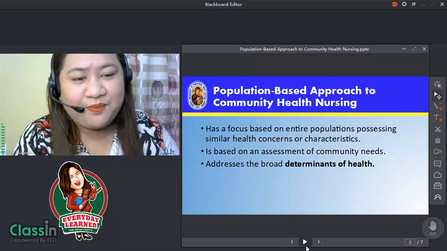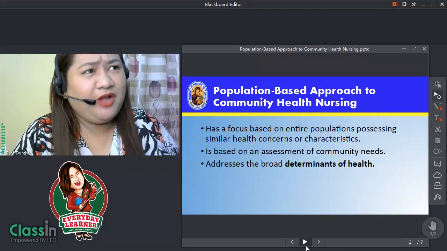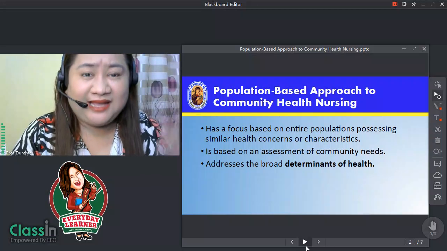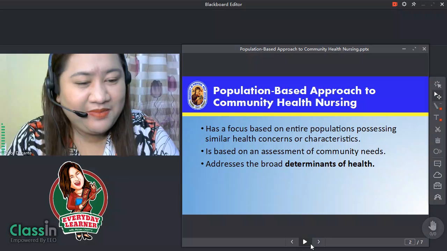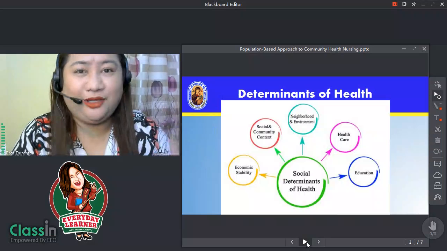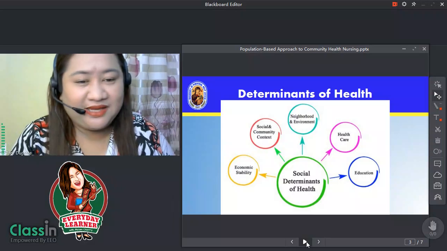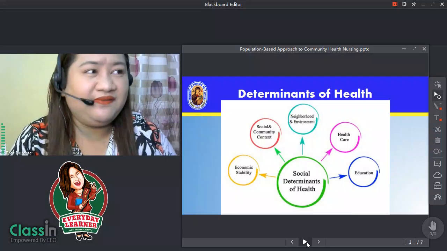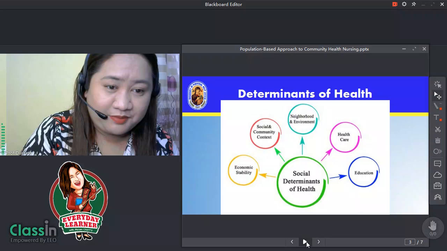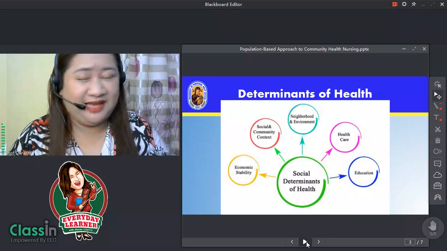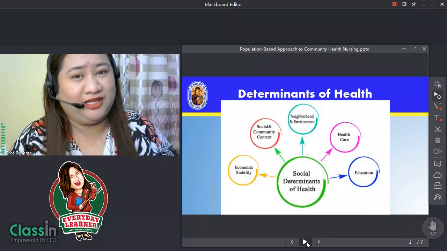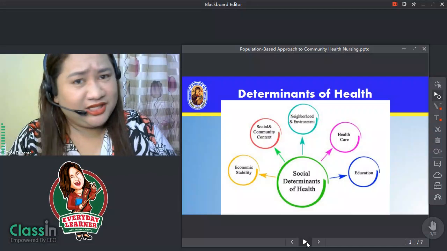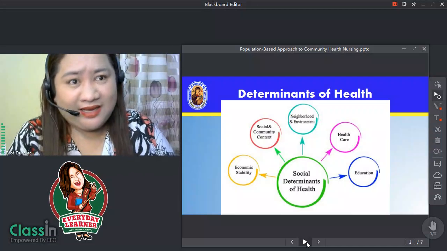Now, it addresses the broad determinants of health. When you talk about determinants of health, it just means that there are so many factors that affect health. Now, let me show you some of the social determinants of health. An example of this is your economic stability. That's the reason why I asked you, where do you live? Do you live in an urban community or a rural community? Your economic stability has something to do with your social determinant of health, which means that it affects your health. Let's just take, for example, this pandemic.